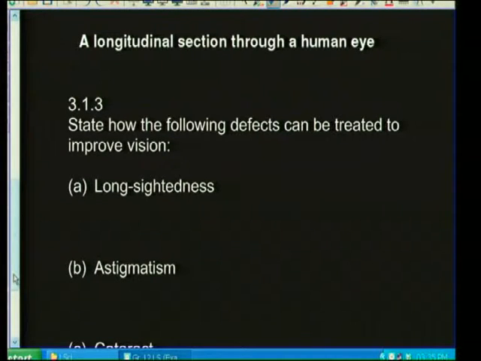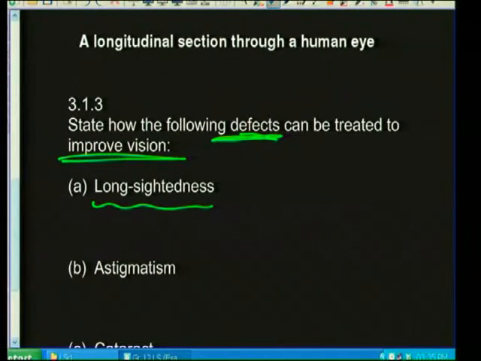Good, let's move on. State how the following defects can be treated to improve vision. So we're looking at defects and we want to know how we can improve them. Long-sightedness means you can see something far away, but you can't read something that's close to you. It's also known as distant vision or long-sightedness. So now you need to solve the problem, and to solve it, you need to make the focal length smaller. The focal length is probably too long, or the eyeball is too short. So what's happening is that the image is falling behind the retina when you're looking at something close to you.